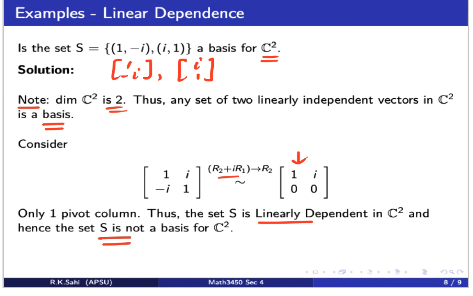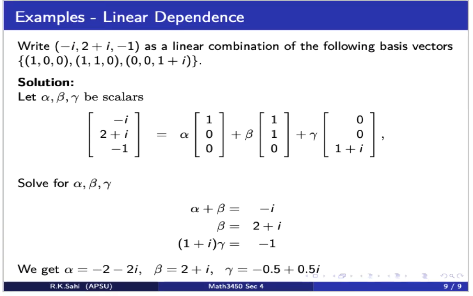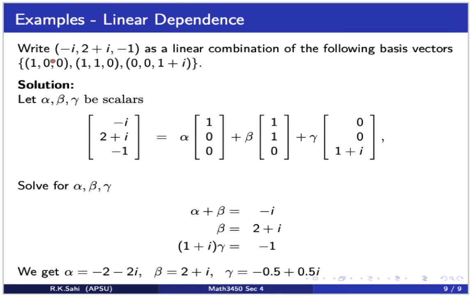One more example. We would like to write the vector (-i, 2+i, -1) as a linear combination of the following basis vectors: (1, 0, 0), (1, 1, 0), (0, 0, 1+i). They said this is a basis. Looking at these vectors, clearly all of them are in C3. Keep in mind that the dimension of C3 is 3. If this is a basis, that means every vector in C3 can be written as a linear combination of these three vectors. Not only that, but all three vectors are linearly independent.